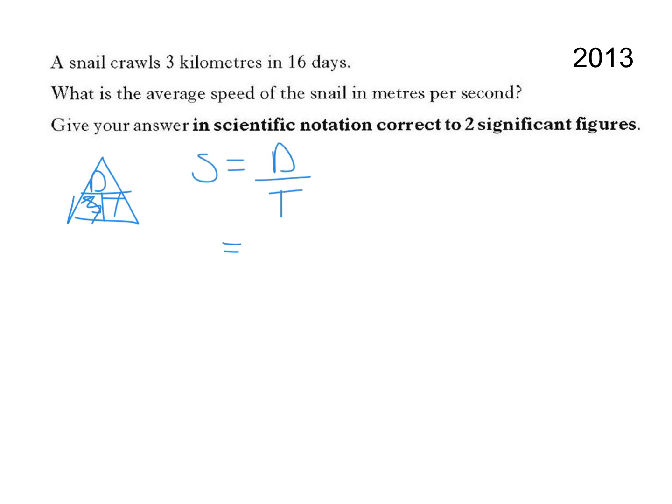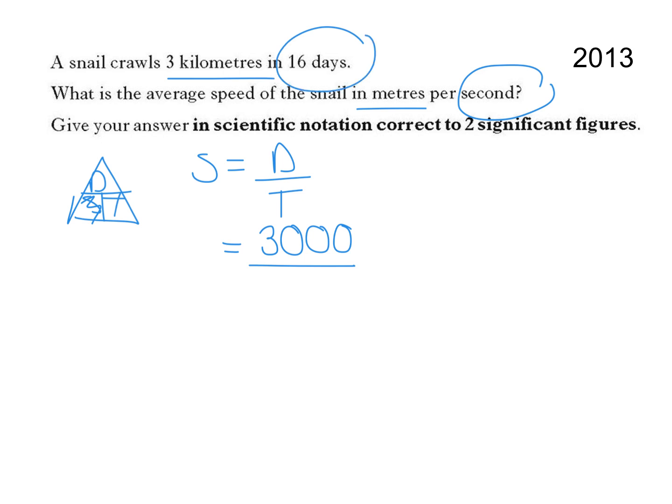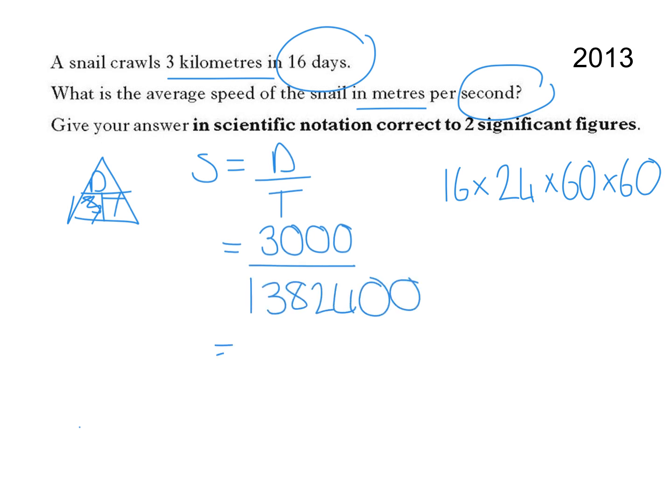So my distance is 3 kilometres. Hold up. Kilometres in metres. I'm not going to use 3 kilometres. I'm going to use 3,000 for my distance. My time is also in seconds. So my 16 days, I need to turn into seconds. So to do days into seconds, I'm going to do 16 days times 24 to get into hours, times 60 to get into minutes, times 60 to get into seconds. All right, so the number I'll be using on the bottom is 1,382,400.